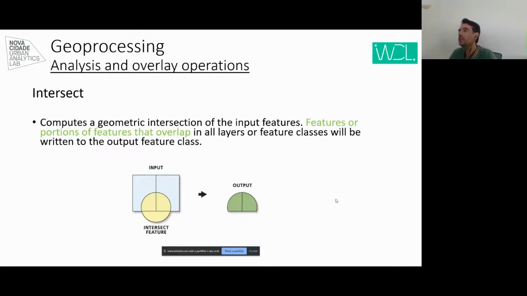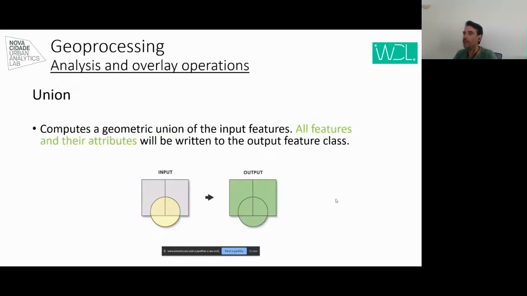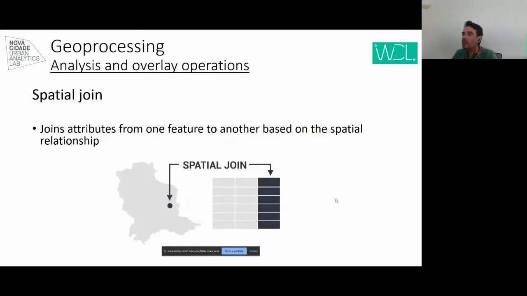Features or portions of features that overlap in all layers of feature classes will be written to the output feature class. For example, in this example, we have a squared input and a circular input, and the output is only the area where both feature classes intersect. You have the union that computes the union between the two data sets. You have here, this is also an important one, the spatial join, that joins attributes from one feature to another based on the spatial relationship between both features.